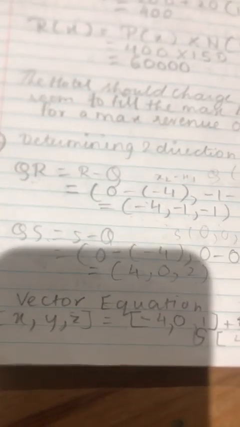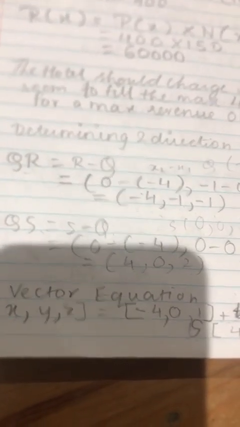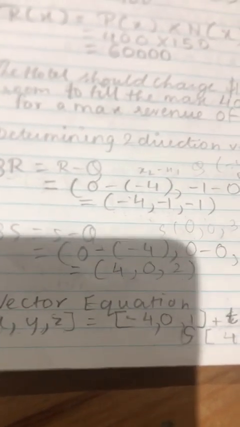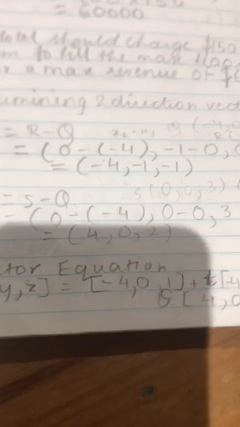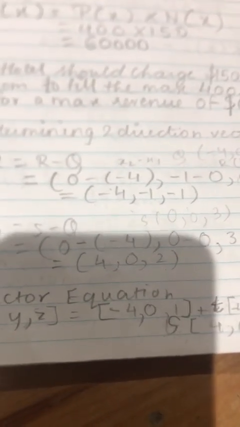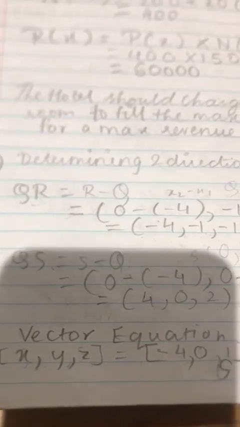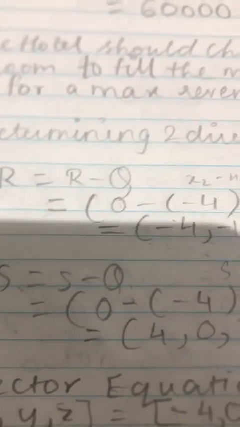The second question is to determine the vector and the parametric equations of the plane that passes through the points Q (-4, 0, 1), R (0, -1, 0), and S (0, 0, 3). And part B is to determine if the point P (1, -3, 8) is a point on this plane.